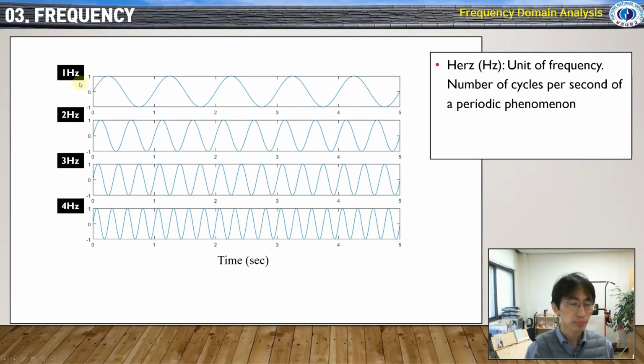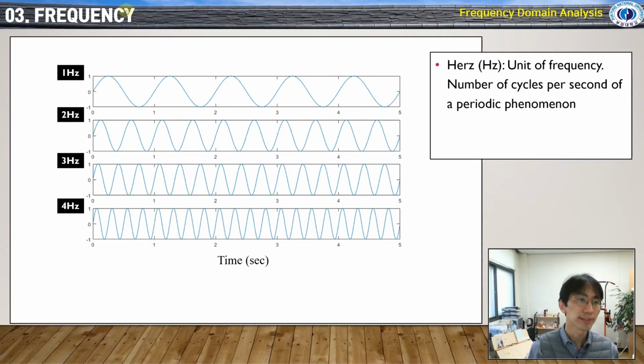Okay, so when we are talking about the waves, we can also talk about how often it moves. If the signal moves very frequently, we say that this is the high frequency. And if the signal moves very slowly, then we say this is the low frequency.